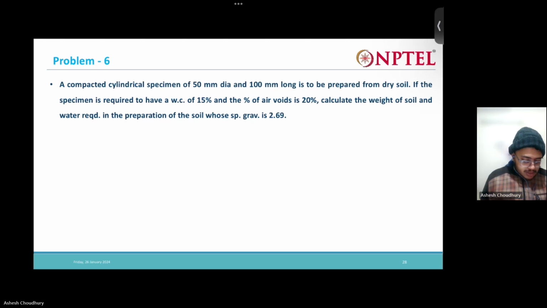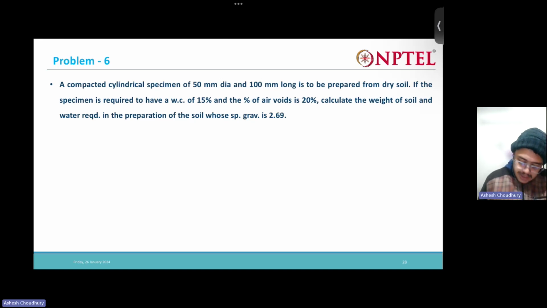Okay, so let us solve the next problem. A compacted cylinder specimen of 50 dia and 100 long is to be prepared from dry soil. If the specimen is required to have a water content of 15% and the percent of air voids is 20%, calculate the weight of the soil and the water required for preparation of the soil. Specific gravity is 2.69. Okay, let us see.